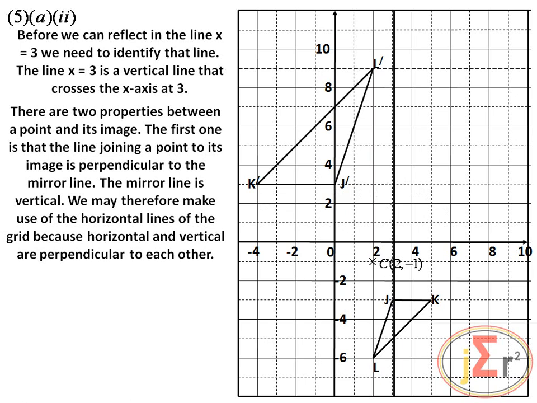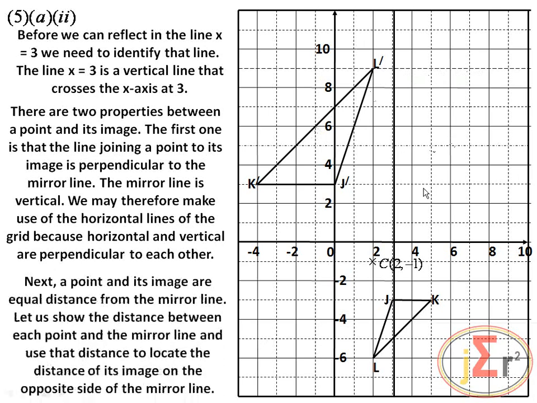The line that joins a point to its image is perpendicular to the mirror line. The mirror line is vertical. We may therefore make use of the horizontal lines of the grid because horizontal and vertical are perpendicular to each other. This is the mirror line. The line that goes from L to its image is perpendicular to it. The line that goes from J to its image is perpendicular to it. It is a vertical line. We need horizontal lines, but we have them there already. The grid provides us with horizontal lines.